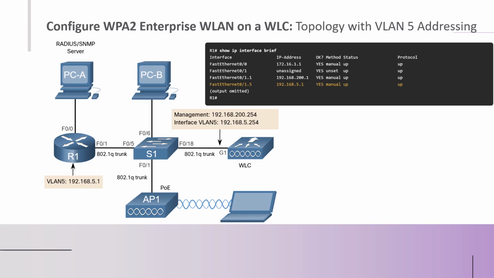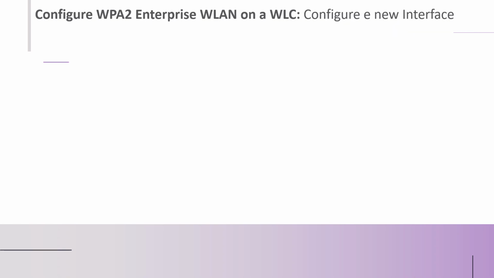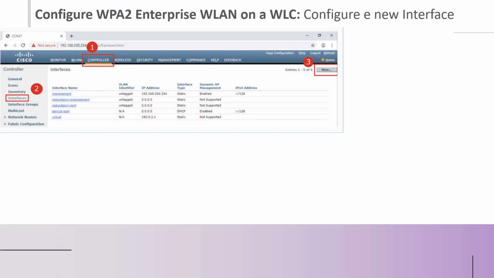So now what we need to do is to configure a new interface, because a VLAN interface configuration on the wireless controller includes 6 steps. The first step is creating a new interface. To add a new interface, we click on Controller, then go to Interfaces, and then click New.